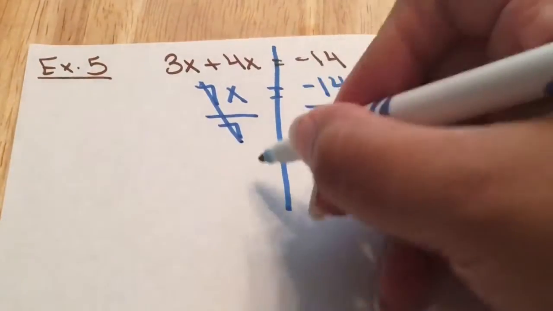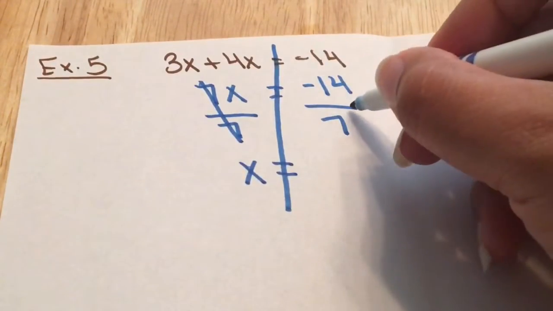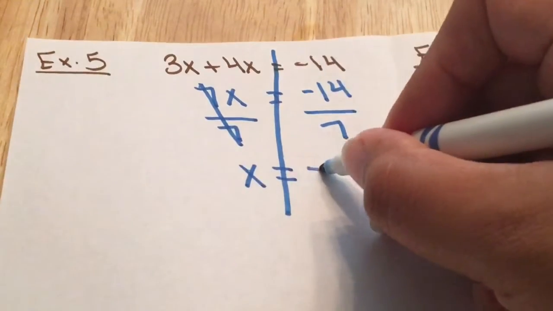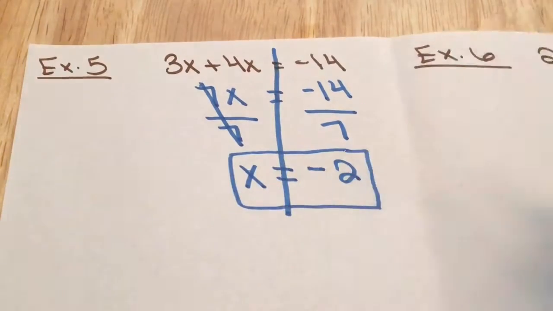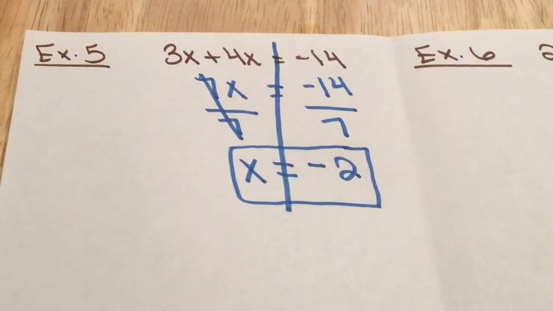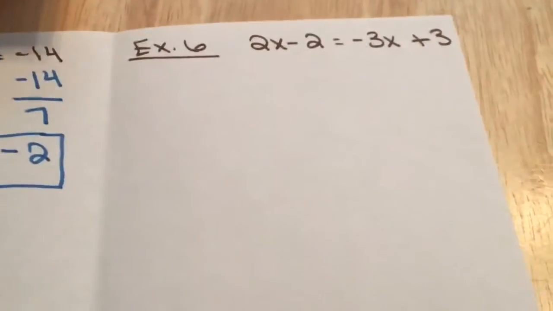7 divided by 7 is 1, so we're left with 1x, or x. A negative 14 divided by a positive 7 is going to be a negative 2. And we're done. Okay, now let's look at example 6.